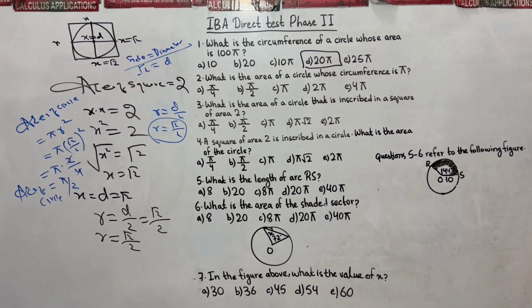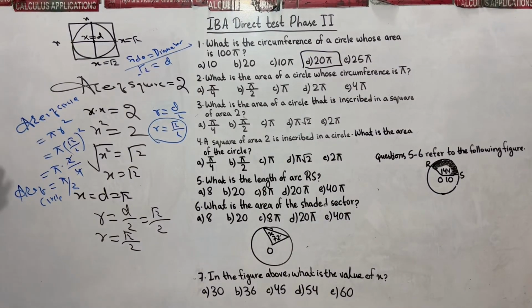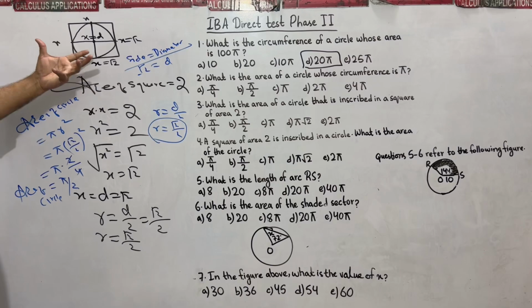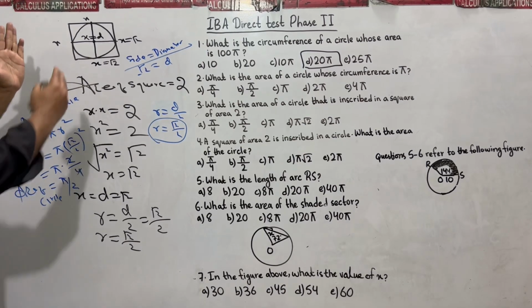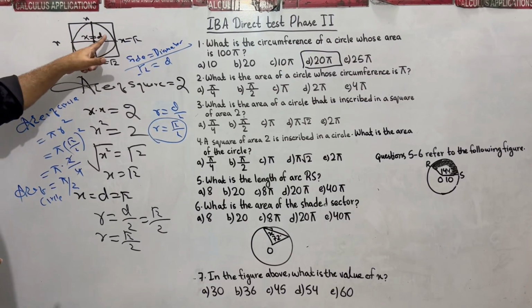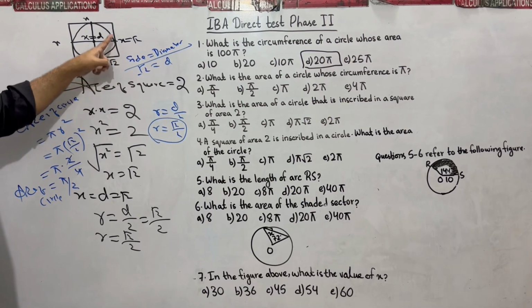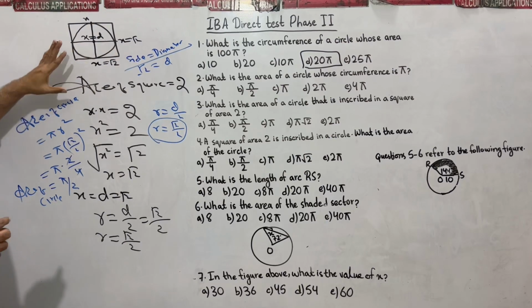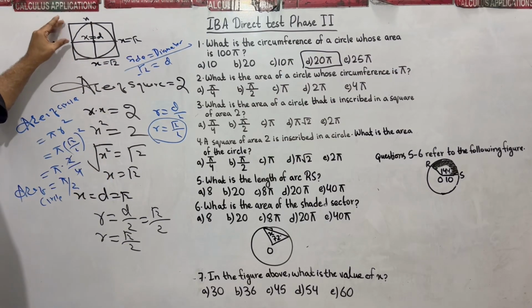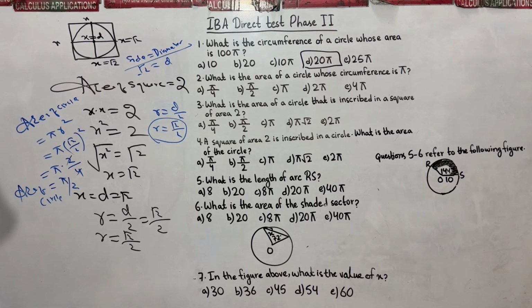Moving one step further, question number 4. A square of area 2 is inscribed in a circle. What is the area of the circle? Now, the things are going to be changed. In the previous case the circle was inside, an inscribed circle, and the square was a circumscribed square. Now we are going to change the situation in the next question. The square is inscribed. Let's see and find out how.